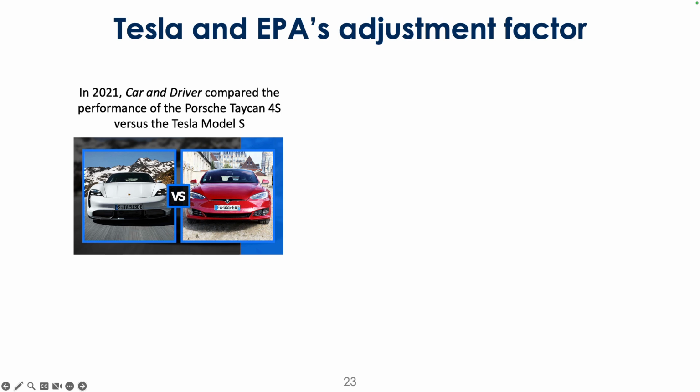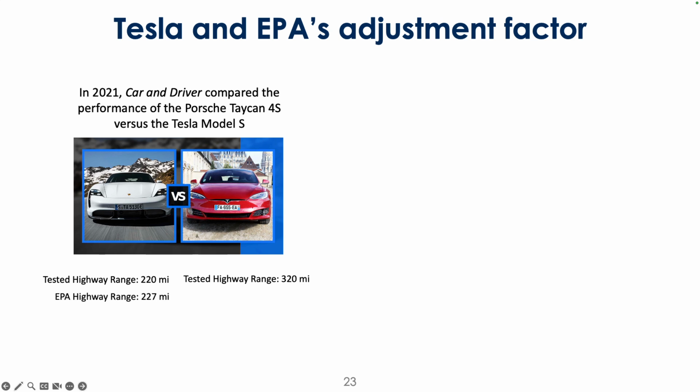Okay, so there's a little interesting caveat here. In 2021, the car magazine Car and Driver compared the performance of the Porsche Taycan 4S to the Tesla Model S. The tested highway range of the Porsche was 220 miles compared to 320 miles for the Model S.